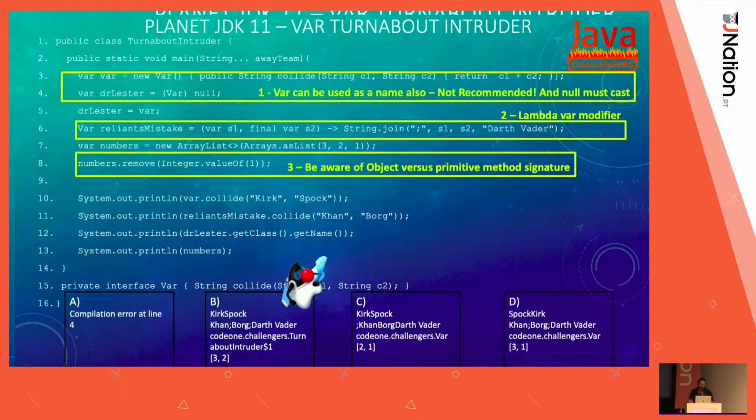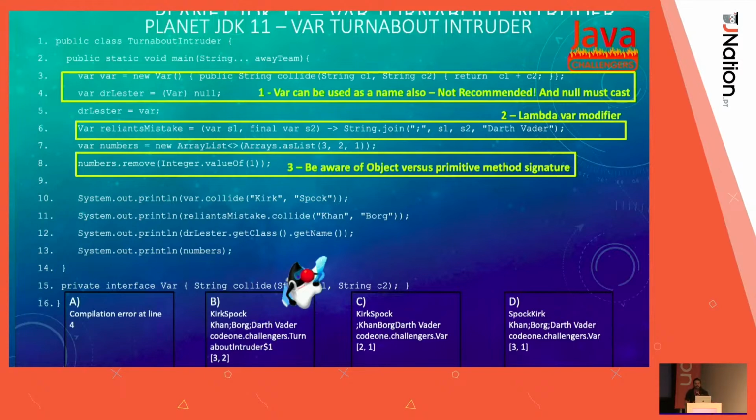So as we can see here, we have the interface var. And on the top, we are creating an anonymous inner class here. So we are instantiating an anonymous inner class for the var interface. And we are implementing the collide method. And this is totally possible. Like we can assign null to a var only by using casting. Since it's a type inference, that makes sense.